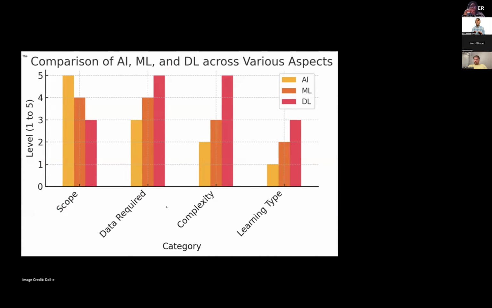Another comparison. Now, when you look at the scope, AI has, the scope is very, very broad. Machine learning a little bit lower, and then deep learning lower than that. Deep learning requires massive amount of data. On the other side of the spectrum, AI doesn't require that much amount of data because it can predict, it can think like a human being. Deep learning is more complex as compared to AI. And the learning type, as I said before, deep learning uses unstructured data like images and speech, while ML uses structured data like Excel sheet. And the amount of data requirement for AI is a lot smaller.